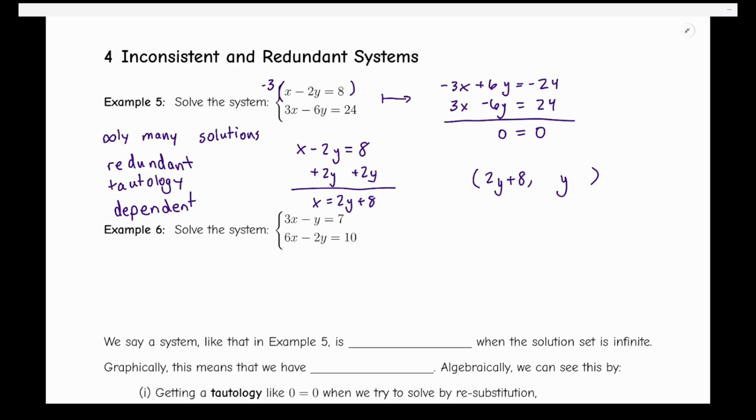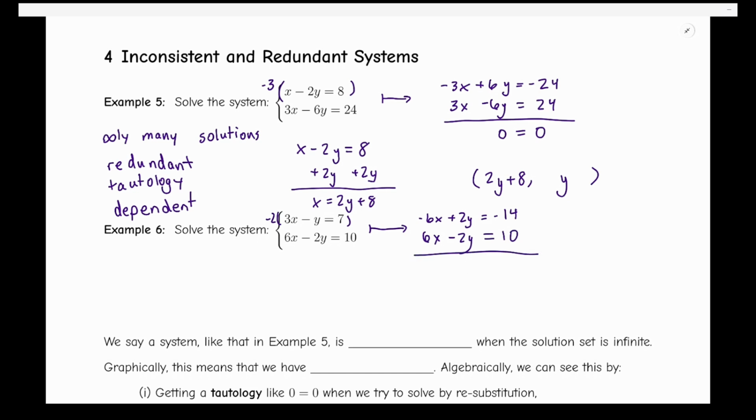Example 6. Solve the system 3x minus y equals 7 and 6x minus 2y equals 10. Again, they're both in standard form, so I'm going to use elimination. I'm going to multiply the first equation by negative 2. So we get negative 6x plus 2y equals negative 14, and 6x minus 2y equals 10. And then we add these together.